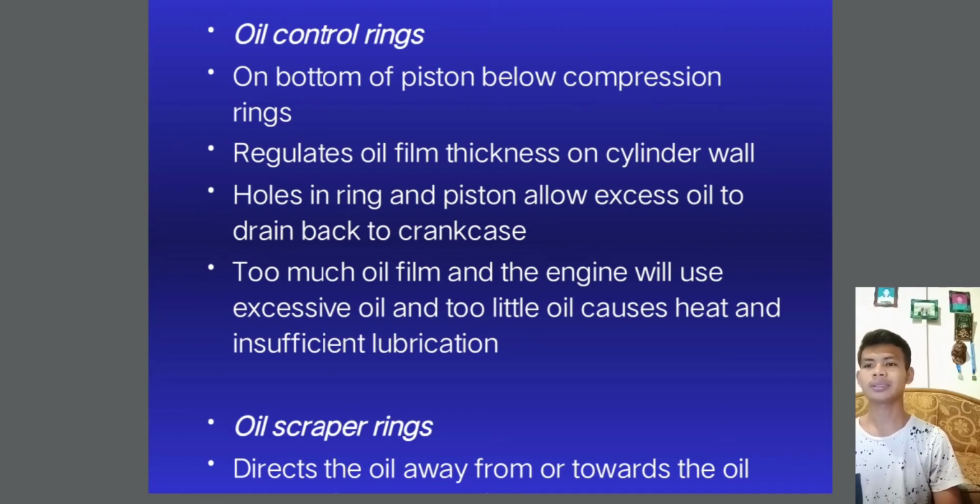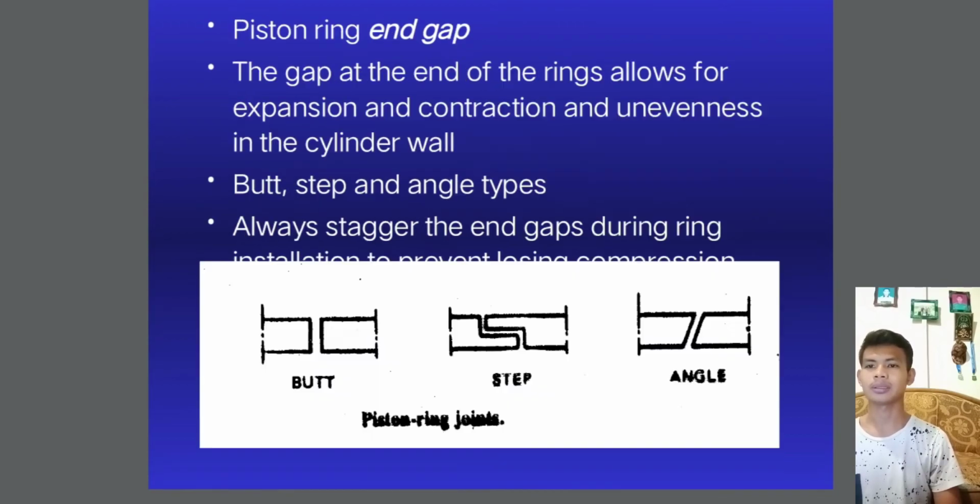Piston ring end gap. The gap at the ring allows for expansion and contraction and unevenness in the cylinder wall. Types include butt, step and angle. Always stagger the end gaps during ring installation to prevent losing compression.